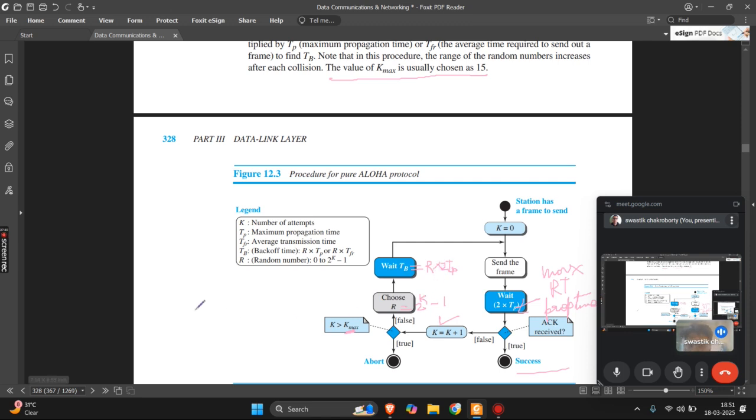So R will be 2 to the power K minus 1, and TB will be R into 2. This way we will select the backoff time, and then we will wait for that amount of time.